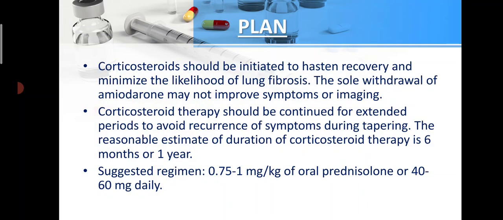Plan. Corticosteroid should be initiated to hasten recovery and minimize the likelihood of lung fibrosis. The sole withdrawal of amiodarone may not improve symptoms or imaging. Corticosteroid therapy should be continued for an extended period to avoid recurrence of symptoms during tapering. A reasonable estimate of the duration of corticosteroid therapy is 6 months to 1 year. The suggested regimen is 0.75 to 1 mg per kg of oral prednisolone or 40 to 60 mg daily.